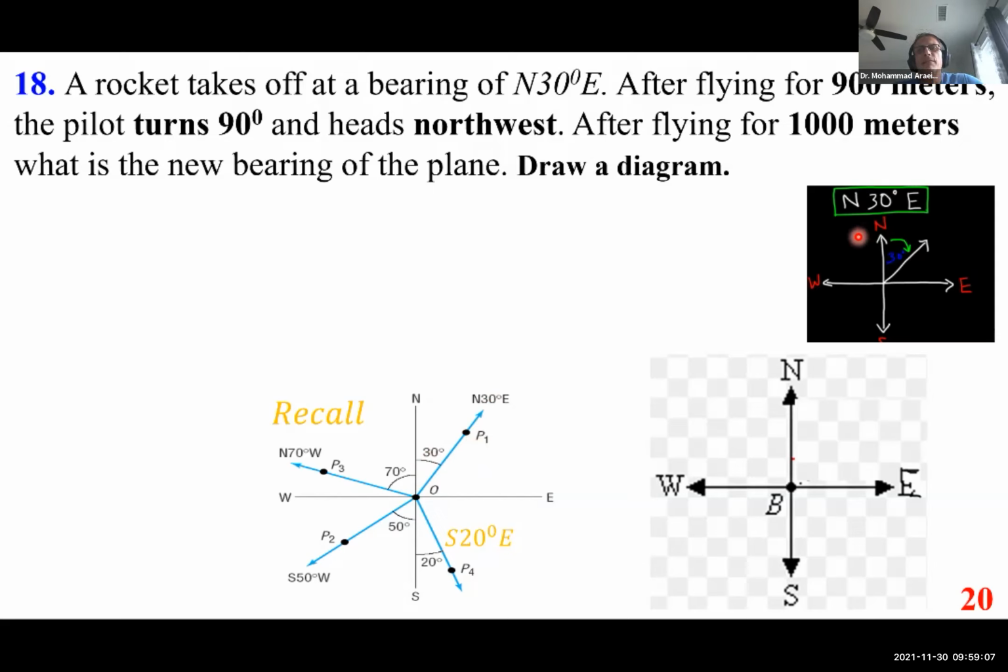Now let's read after, so that's the direction. After flying for 900 meters, so we're going this way. How much? 900 meters. Then the pilot turns 90 degrees. So here's the 90 degrees, everybody. We make a 90-degree angle. But which way? Up there or down there? Northwest, so up there. So this is a 90-degree angle.